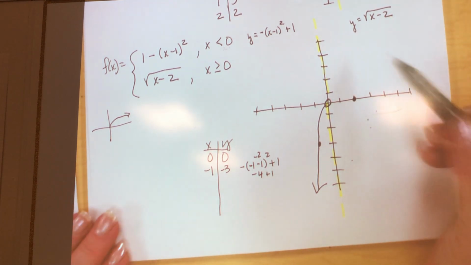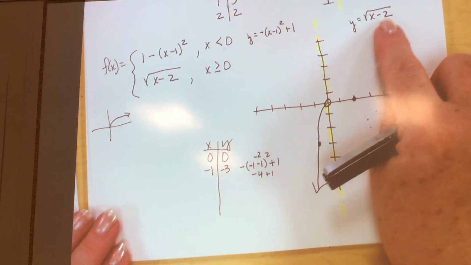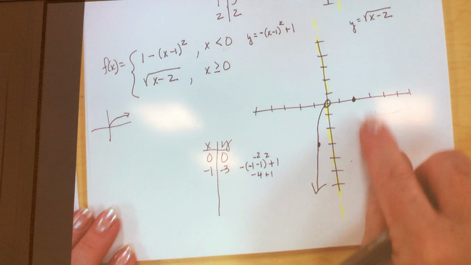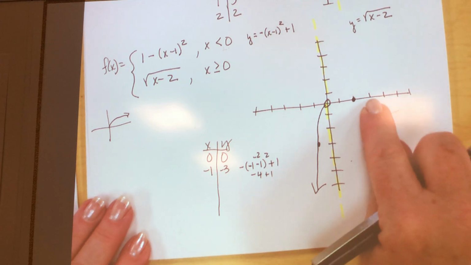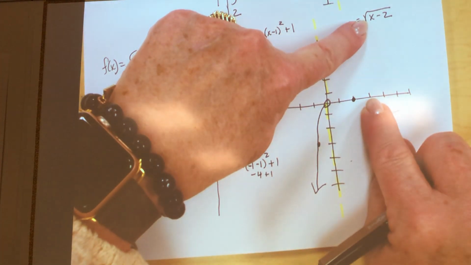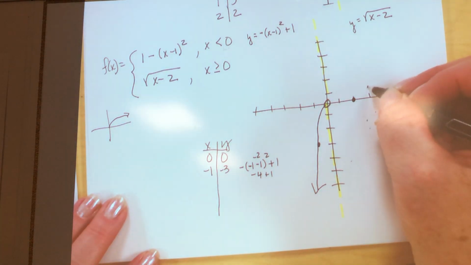1 will be good. So I'm going to pick 6. No, 3, my bad. 6 would be okay, but I'm going to pick 3. What is 3 minus 2? 1. What's the square root of 1? 1. So at 3, he's at 1.